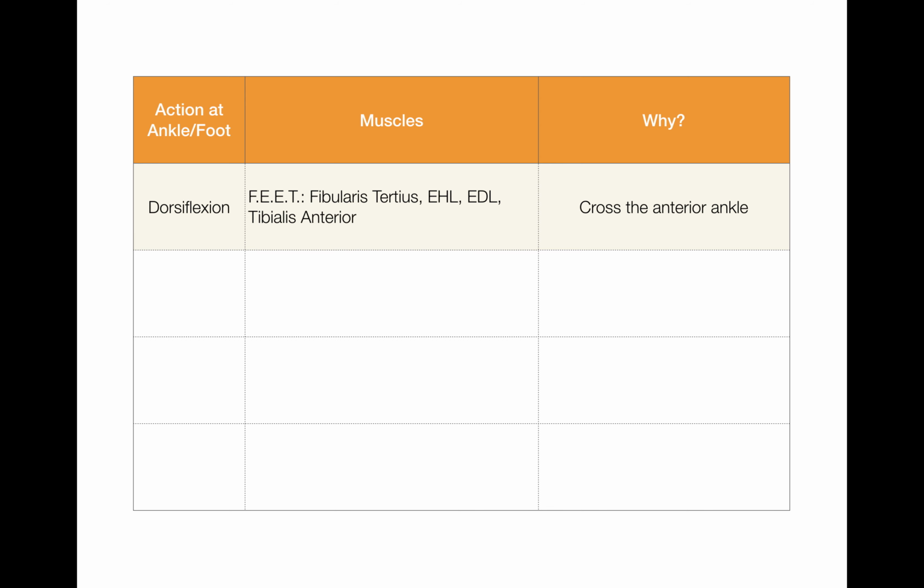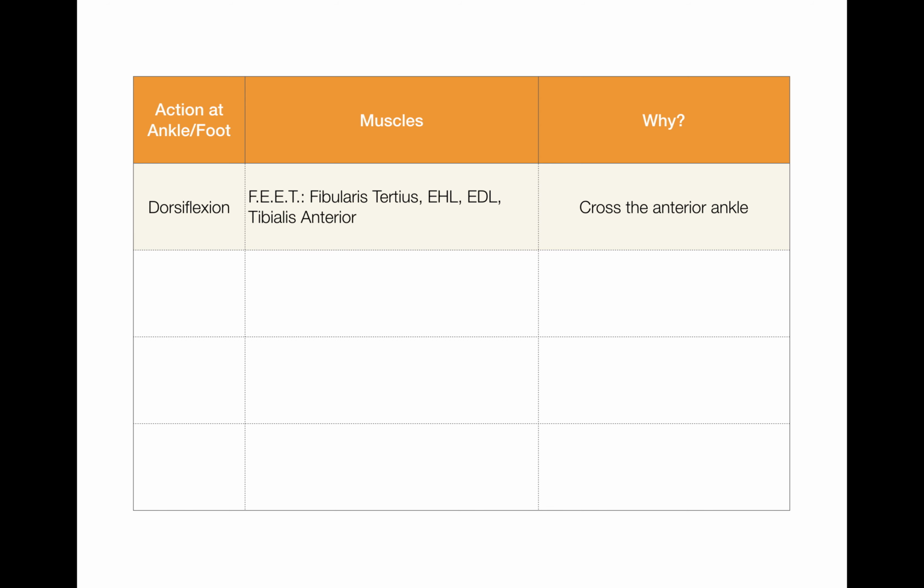And so keep in mind that none of the muscles are going to have dorsiflexor in the name. The muscles are named for something else. So fibularis tertius is named because it's next to the fibula, in front of the fibula. Tibialis anterior is named because it's in front of the tibia. And then extensor hallucis longus, EHL, and extensor digitorum longus, EDL, are named for what they're going to do when they finally reach the top of the toes. They're going to extend them. They're going to straighten those toes out.